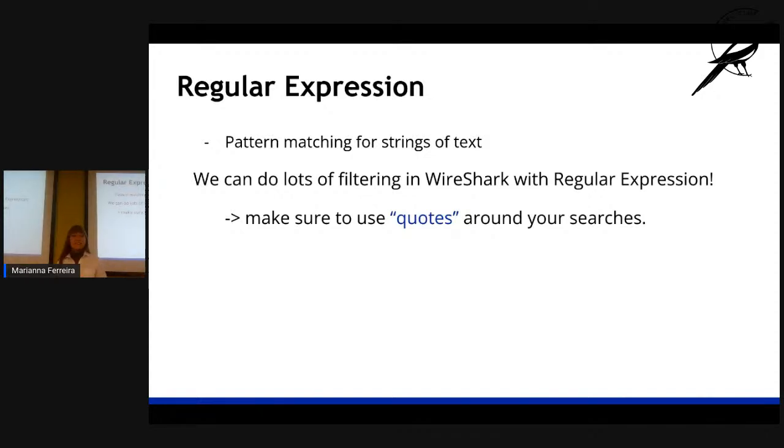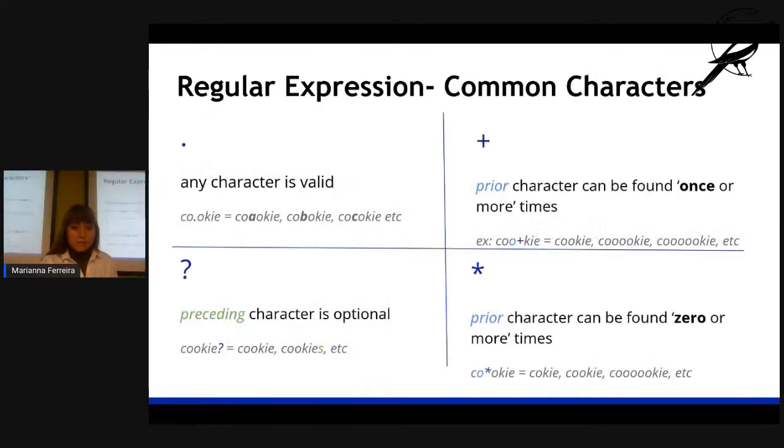So of course I'm going to cover regular expression. Just make sure when you're using Wireshark that you're using those quotes, because it won't understand regular expression if you don't have the quotes around your search. So just make sure you guys are using those. A couple common things that you will see are the period, the plus sign, the question mark, and the asterisk, the little star closure. With the period, if you do period something, it means that any character is valid, any character, I think, in the ASCII text.